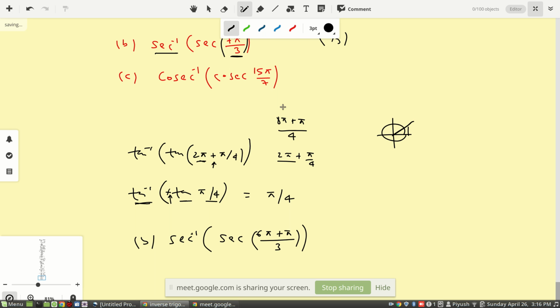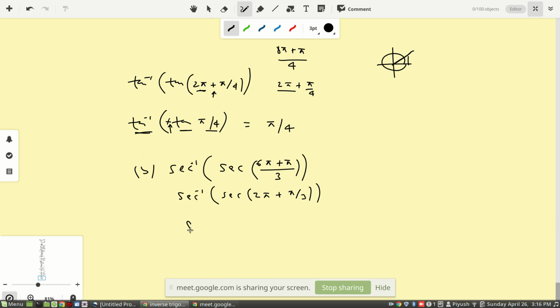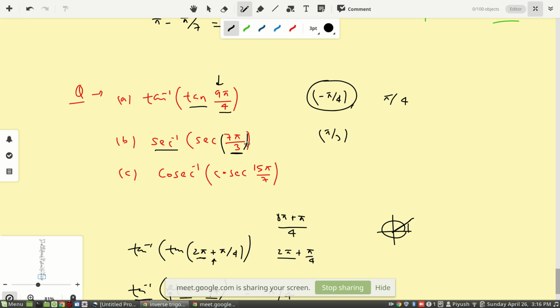Now 7 pi, I told you nearest multiple of 2 pi, so we can write it like that, and after that sec inverse. If I separate this, it will be 2 pi plus pi by 3, so it can be said that it is n pi plus theta. 2 pi plus theta means first quadrant, so nothing will change, sin and all, so it will be sec inverse of sec pi by 3. So the final answer, cancelling each other, is pi by 3. So the second answer which I got is pi by 3, which is correct.